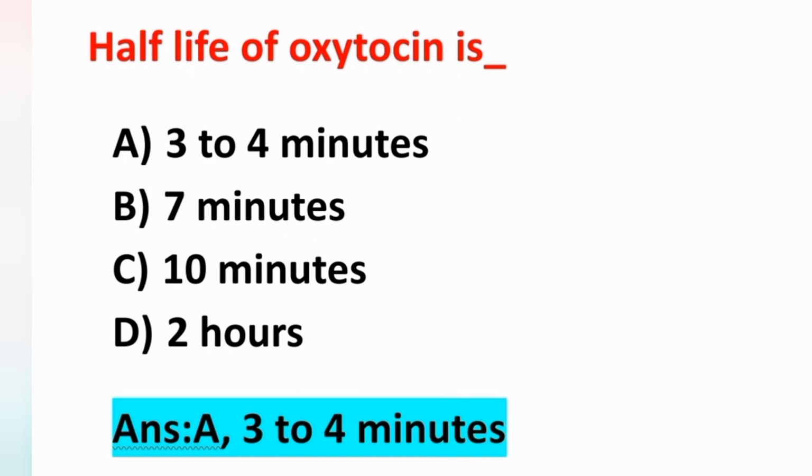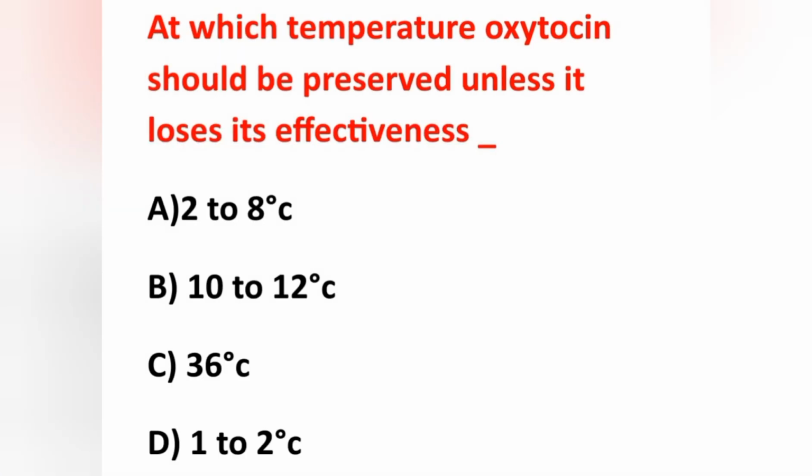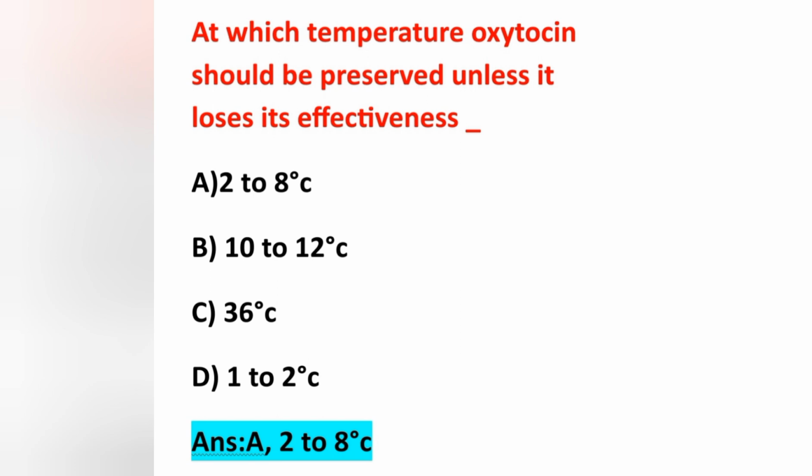And the next question, at which temperature oxytocin should be preserved unless it loses its effectiveness? Option A 2 to 8 degrees Celsius, option B 10 to 12 degrees Celsius, option C 36 degrees Celsius, and option D 1 to 2 degrees Celsius. Here correct answer is option A, 2 to 8 degrees Celsius. So oxytocin should be preserved at 2 to 8 degrees Celsius.